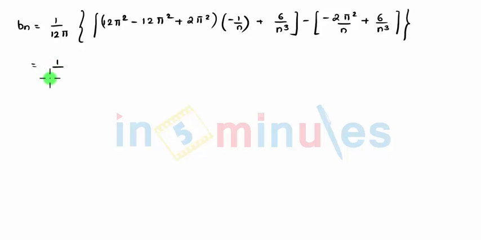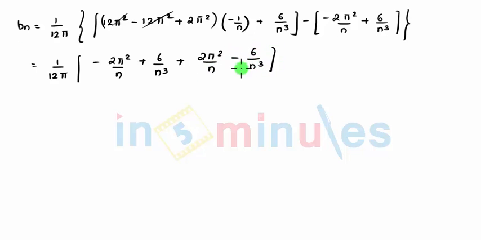I get 1 upon 12 pi, this 12 pi square goes, and I get minus 2 pi square divided by n, plus 6 by n cube, plus 2 pi square divided by n, and this comes as minus 6 by n cube. And we can see, students, easily that this term and this term get cancelled, this term and this term get cancelled. I get Bn as what? 0. So I got A0 as 0, Bn as 0.